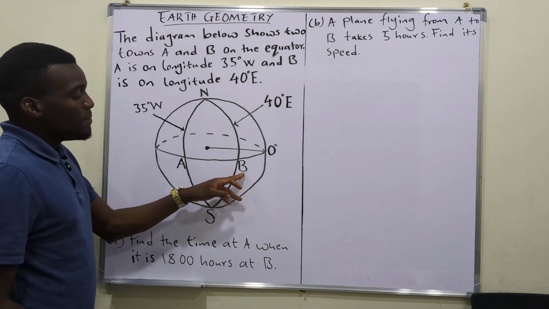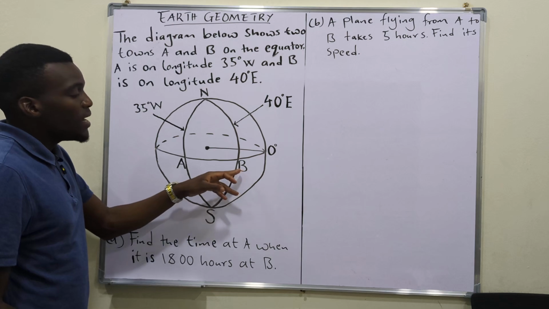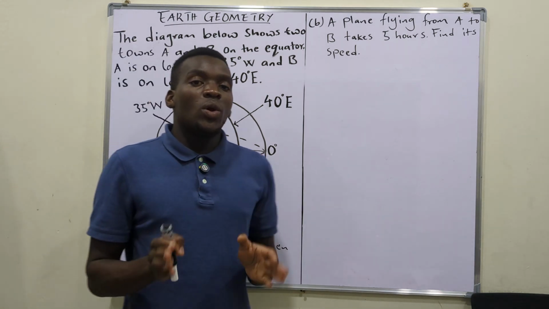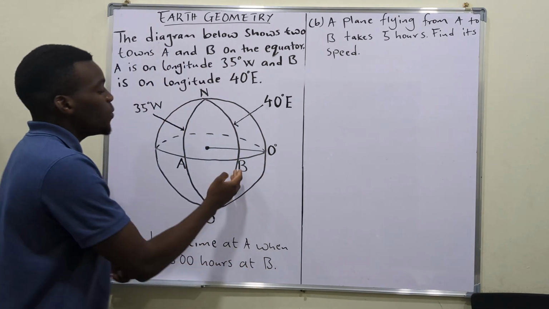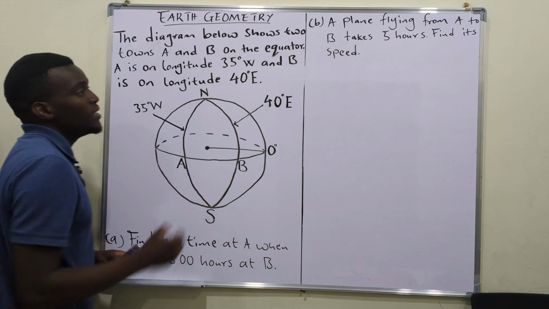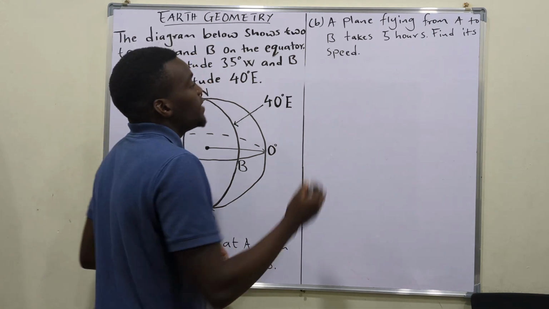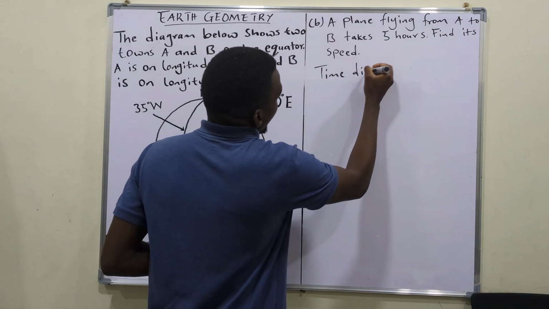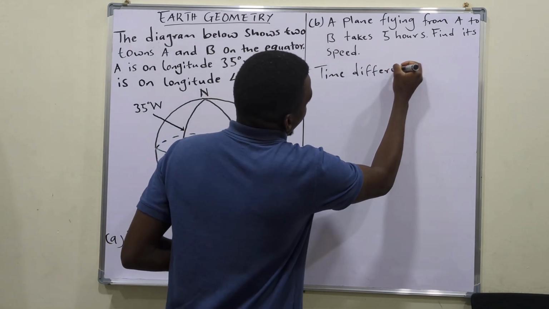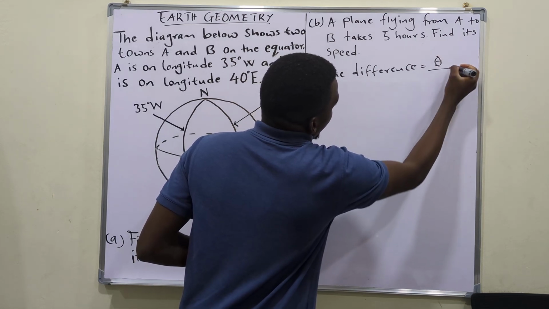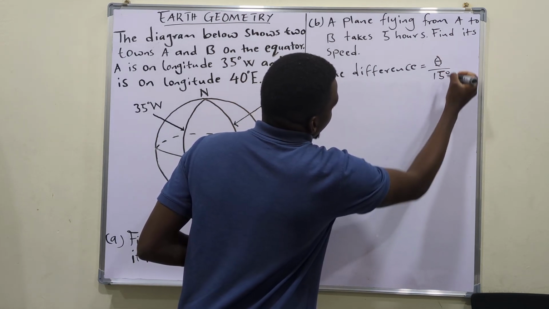So now we are finding the time at A, and at B the time is 18 hours. The first step in finding that time is to know the time difference between the 2 points A and B. What is the time difference between A and B? Time difference is given by theta divided by 15 degrees.